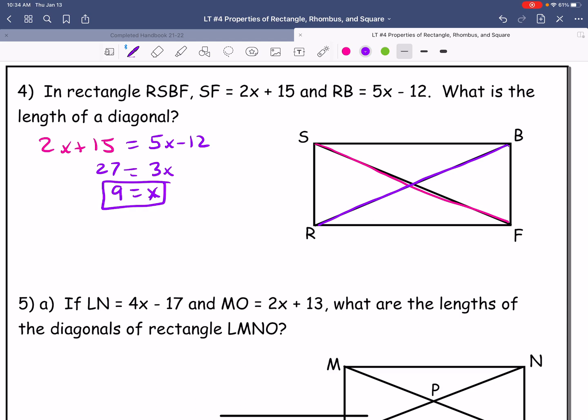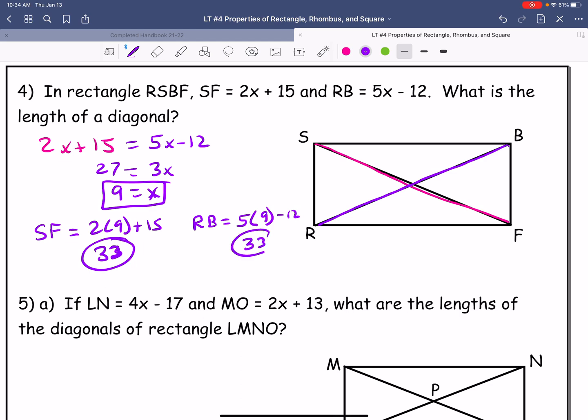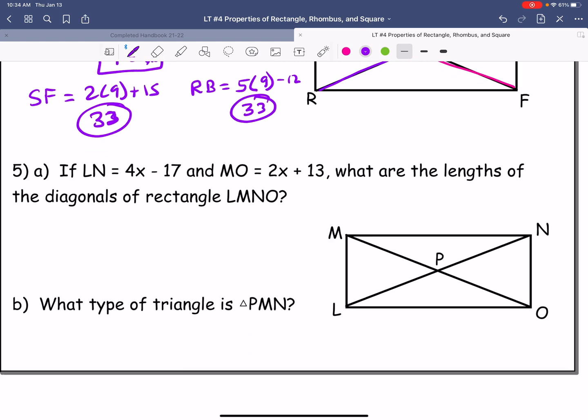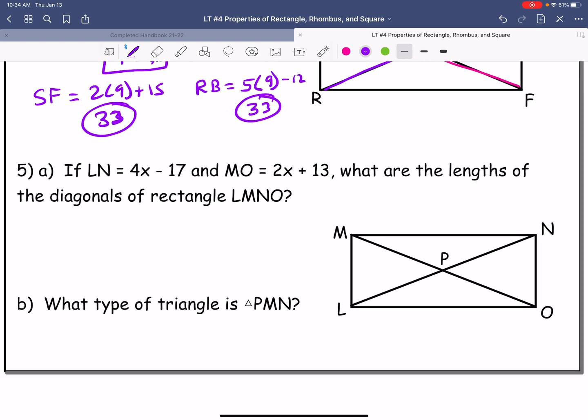It says, what is the length of the diagonal? So to get SF, we got to plug it back in. 2 times 9 plus 15, and we get 33. Now, a great way to double check yourself is to find RB, and that better be 33 as well. We got 5 times 9 minus 12, and we get 33. Excellent. Pause the movie, try 5A and B on your own, and then press play when you are finished.